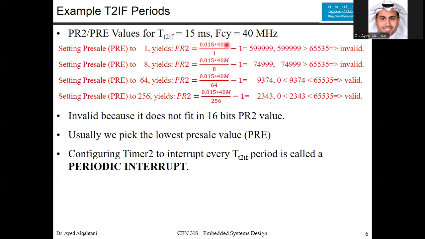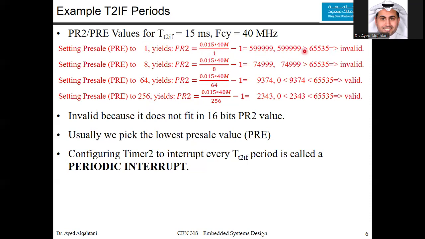Similarly for the frequency, 40 meg, 40 meg, 40 meg, and 40 meg. And now I will one time substitute 1 for the prescale value, 8 for the pre value here, 64 here, and 256 right there. And I calculate. As you can see, for the first choice, when the pre is equal to 1, this is what I got.